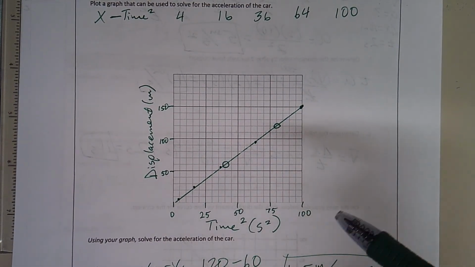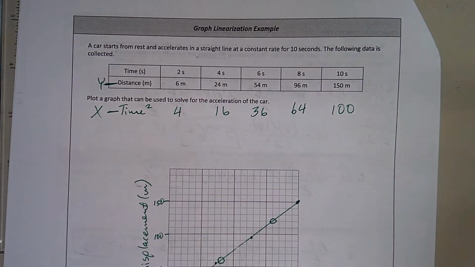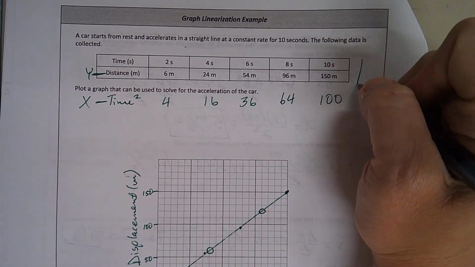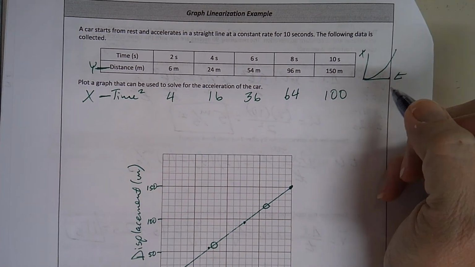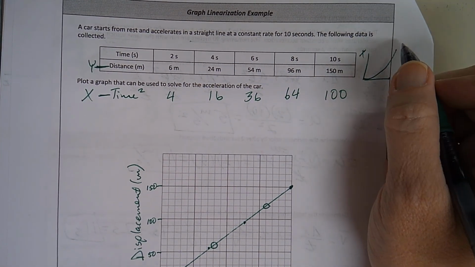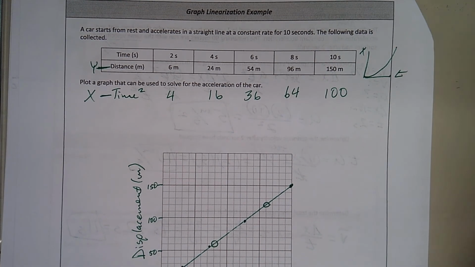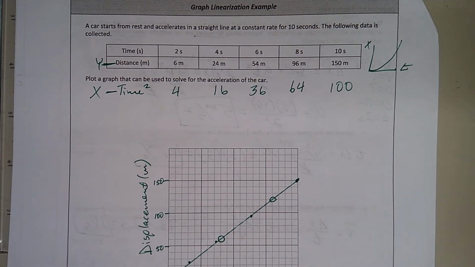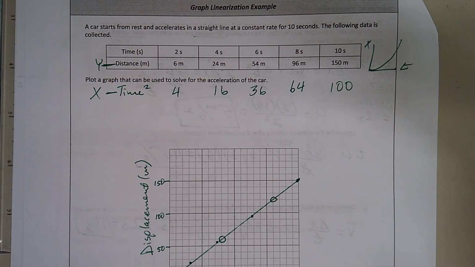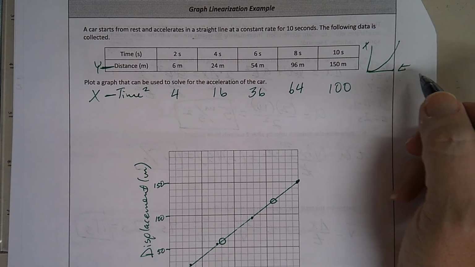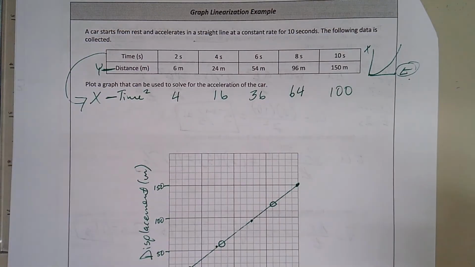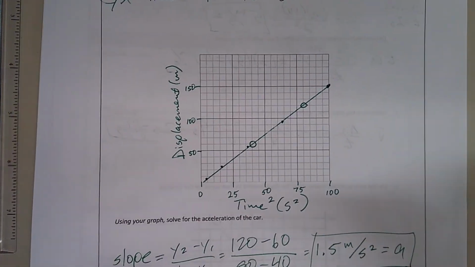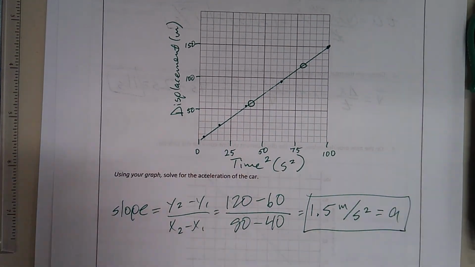Originally, your displacement versus time for this one is going to look like that. So when you see a graph with that particular type of arc, your linearization is just going to be to square what you had in the x to begin with. You had t in the x to begin with, which is why we squared that and made that our new x-axis. Okay? All right, and you did this in your summer assignment, so it's not brand new.